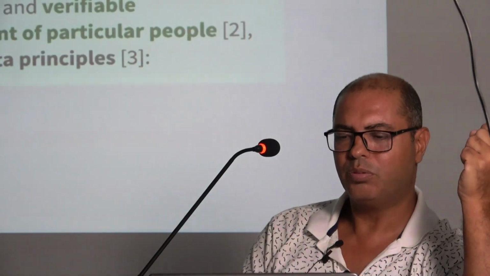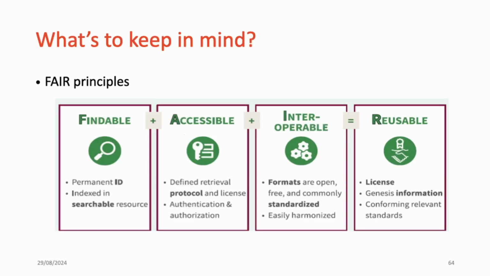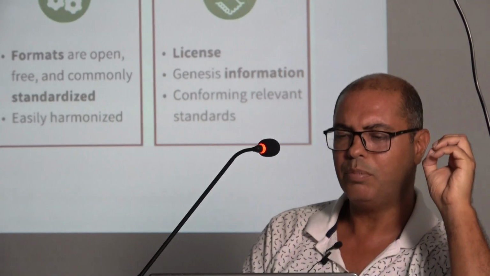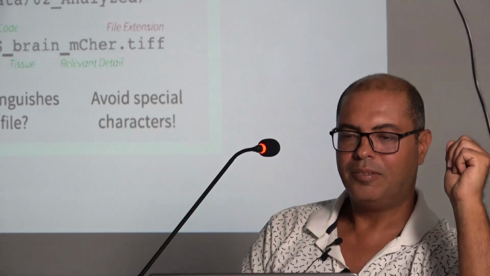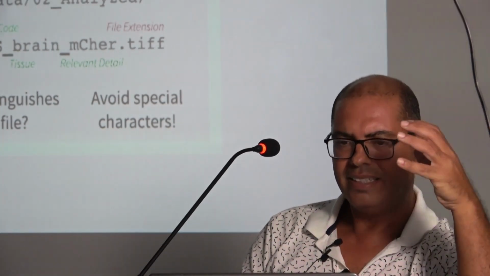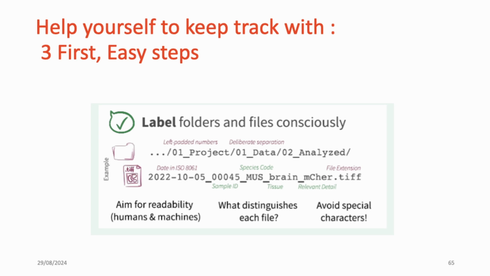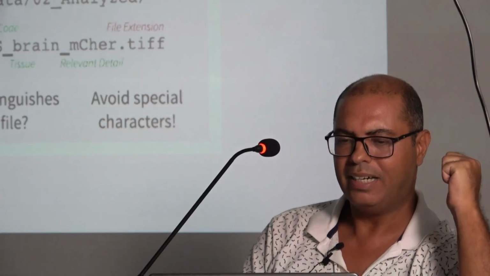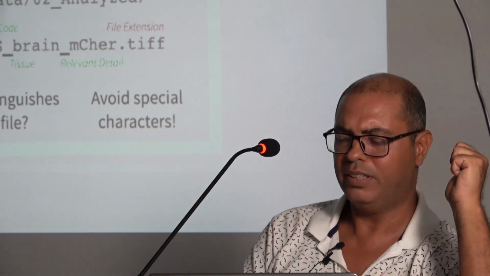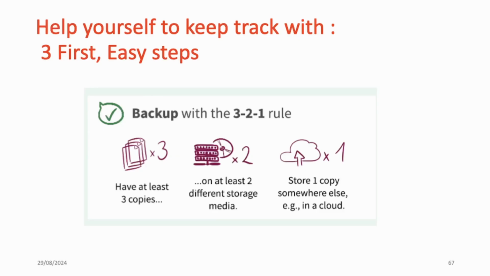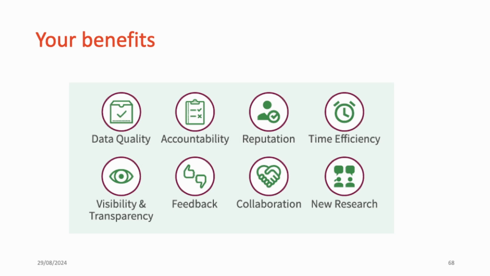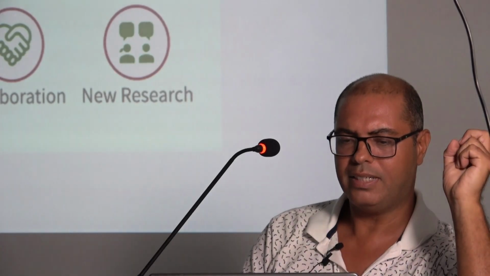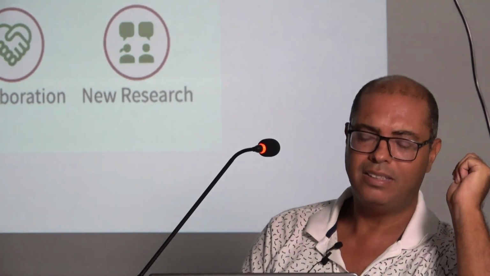What is also important to take into account is the FAIR principle, which is, as I said, findable, accessible, interoperable, and reusable in our domain. Also, there are steps that it's better to respect when we are trying to keep our data: labeling folders and files consistently. The second is backup with the 3-2-1 rule. And finally, the benefits are quality of data, accountability, reputation, time efficiency, visibility and transparency, feedback, but also collaboration and research.